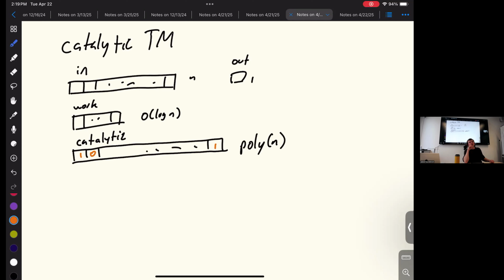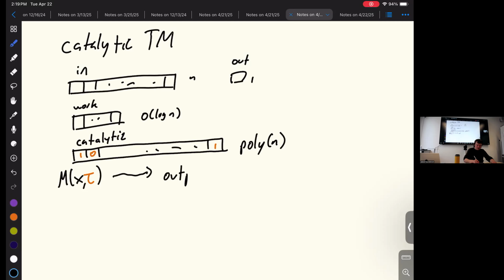The catalytic tape does not start empty. The catalytic tape starts full. So the catalytic tape is initialized to some arbitrary string tau, which is completely out of your control. And the restriction is that the machine, on every input x and every starting catalytic tape tau, when you run it, outputs f of x, and restores tau in the catalytic tape. That's the model.